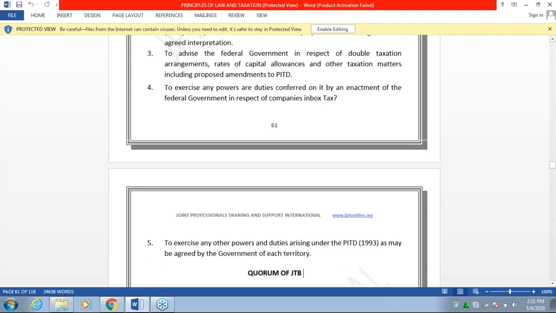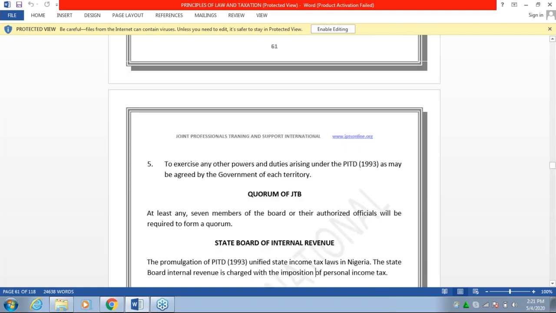So now, the quorum of the Joint Board: how do they meet up with the number of the expected members? At least any 7 members of the board or their authorized officials will be required to form a quorum. That is, they can sit for whatever deliberation and the conclusion they want to make.